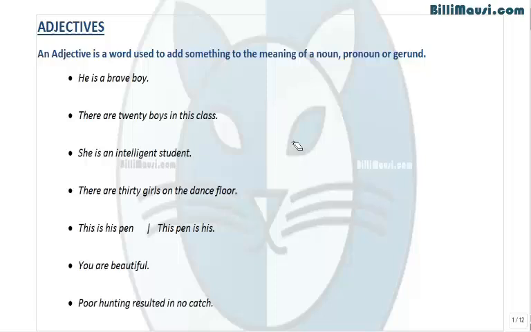So let's see the definition. An adjective is a word used to add something to the meaning of a noun, pronoun, or gerund.